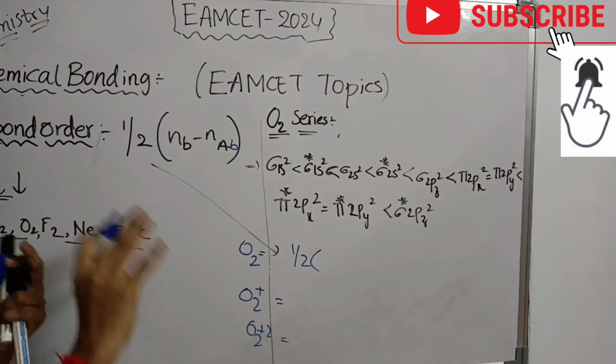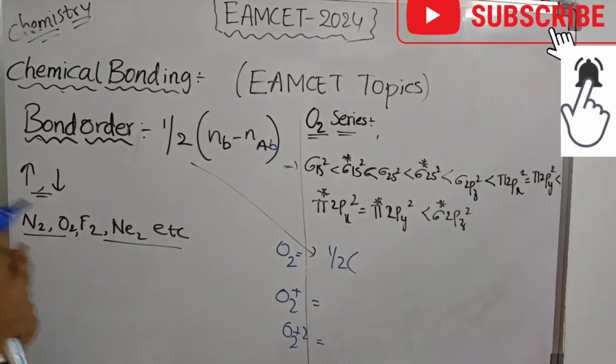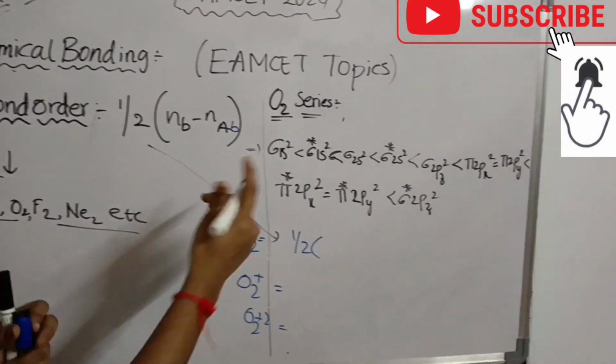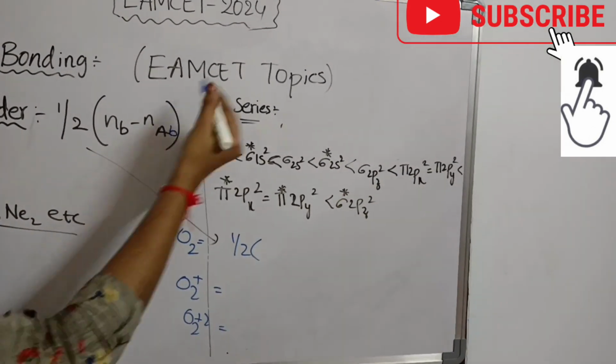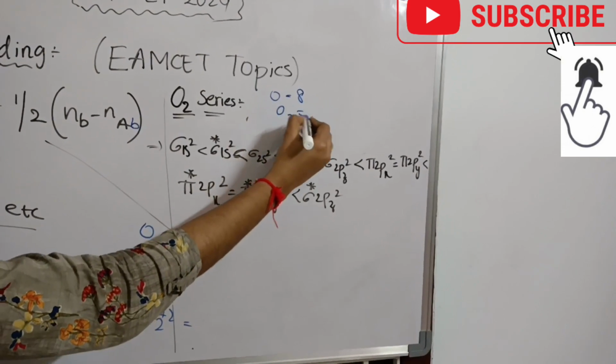But here in the O2 series the process will be different, and O2 plus and O2 plus 2 have different values. Okay, so half into Nb, bonding electrons for O2. First of all we'll count the number of electrons. O is equal to 8, right? So O2 is equal to 16.